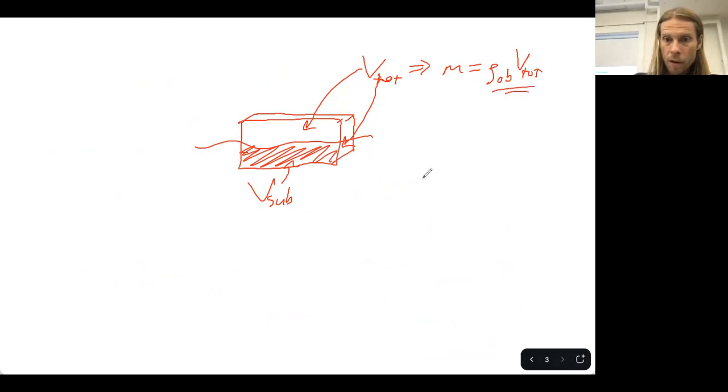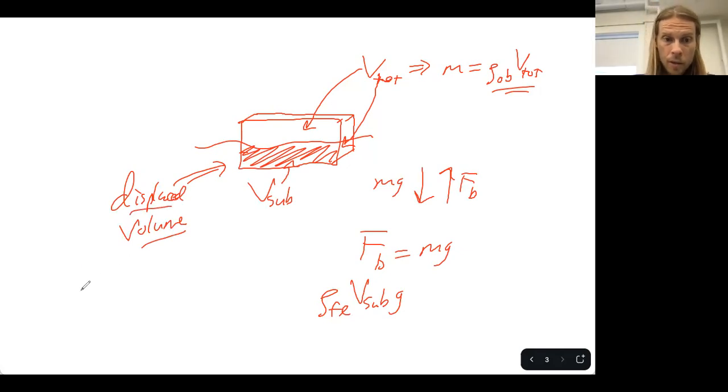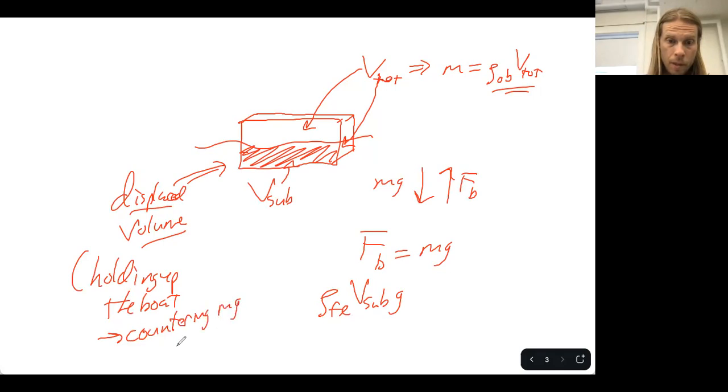So when we have FB equaling mg, because it's not moving, we can easily see that the density of the fluid times the submerged volume times g, the weight of the displaced fluid, so this is the displaced volume, that's what's holding up the boat. This is holding up the boat, and countering mg. That's the concept of how boats work.